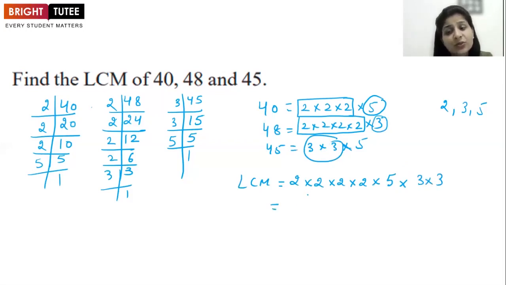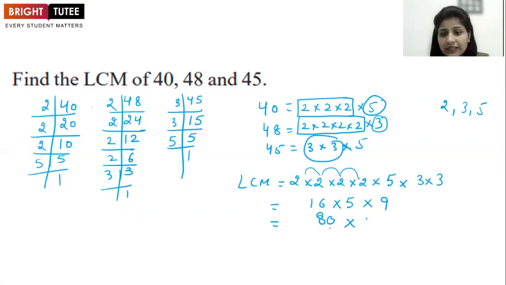Now students, we are going to multiply it. Just see, 2 into 2 is 4, 4 into 2 is 8, 8 into 2 is 16. So I am writing 16 into 5 into 3 into 3, which is 9. So we have 16 into 5, that is 80. So I am writing 80 here, into 9. So multiply it, you get 720. So the LCM of 40, 48 and 45 is 720.